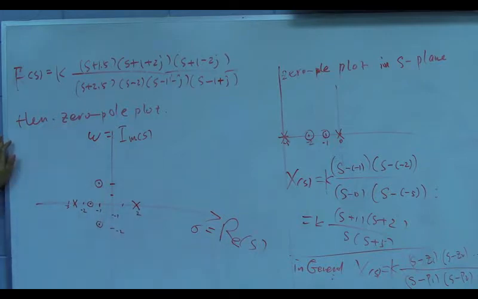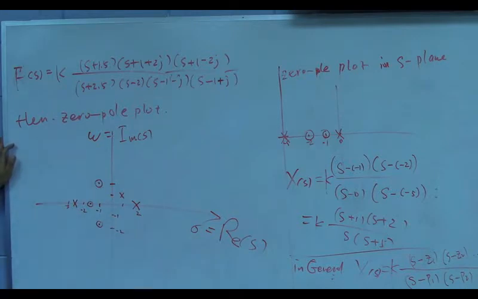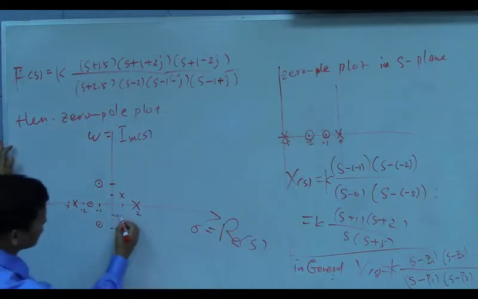Do we have any other poles? What's the other? Positive 1 plus 1j. 1 plus j. So where is it? 1 plus j is here, right? Here. What's the next one? 1 minus j, right? Okay, 1 minus j is here.